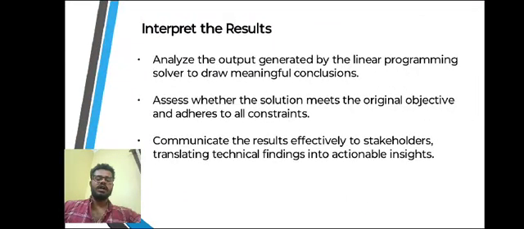Interpret the results. Analyze the output generated by the linear programming solver to draw meaningful conclusions. Assess whether the solution meets the original objective and adheres to all the constraints. Communicate the results effectively to stakeholders, translating technical findings into actionable insights.